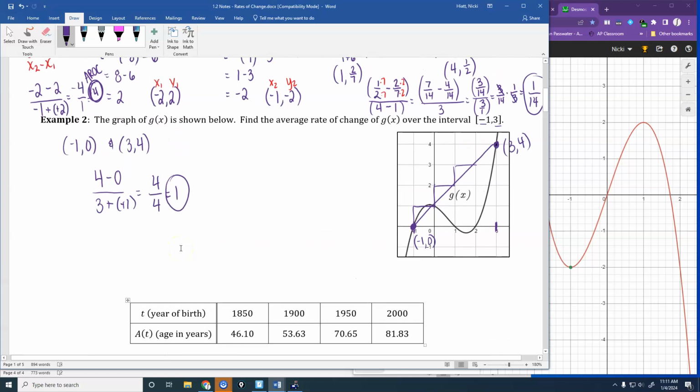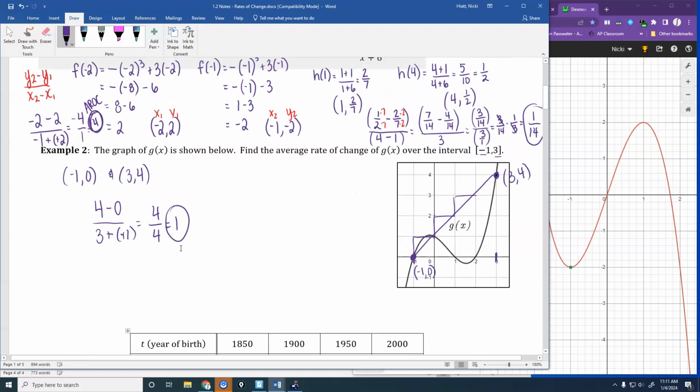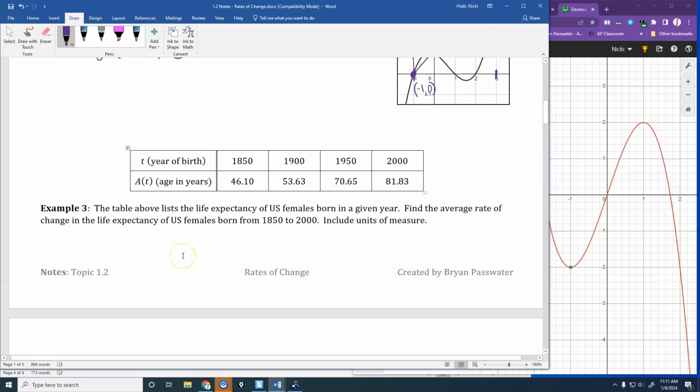Okay, questions there? All right, so you're going to be asked to find average rate of change from equations, from graphs, and also from tables, like we've got in number 3. And 3 gives it to us in the context of a situation.